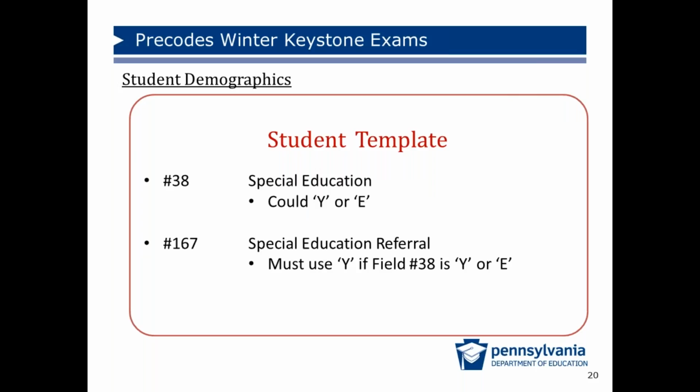The special ed fields, the two listed here, work together. Field 38 is special education, which describes a student who's part of the special education program. This field can have a Y, meaning yes, or an E, meaning exited IEP less than 2 years. If that is Y or E, then in field 167, special education referral, the student must be Y or yes, as long as field 38 had a Y or an E.